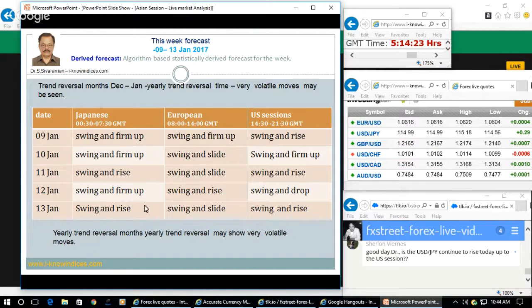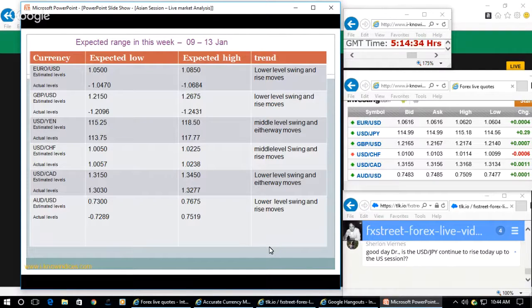So today also they are expected to make a quick rise, drop and rise during the 3 sessions of the day. Next week again we will come across the trend reversal to continue. Now coming to the levels in which the currencies are expected to swing.